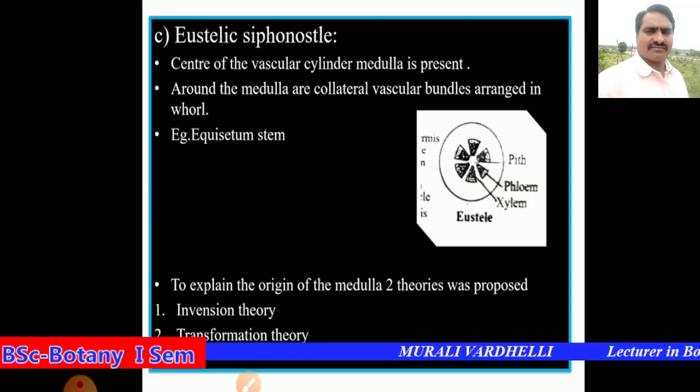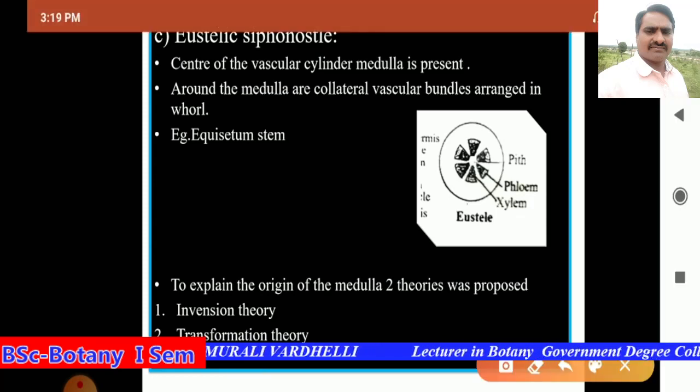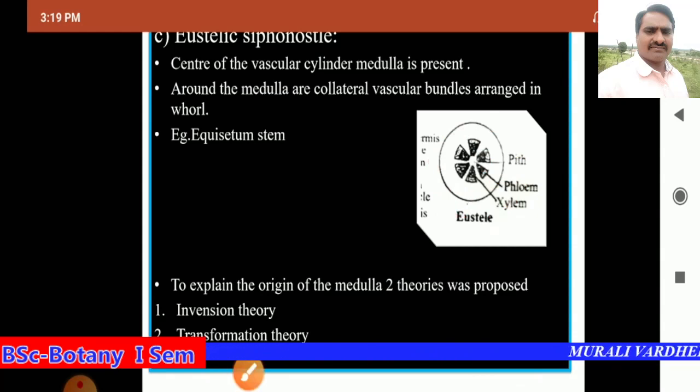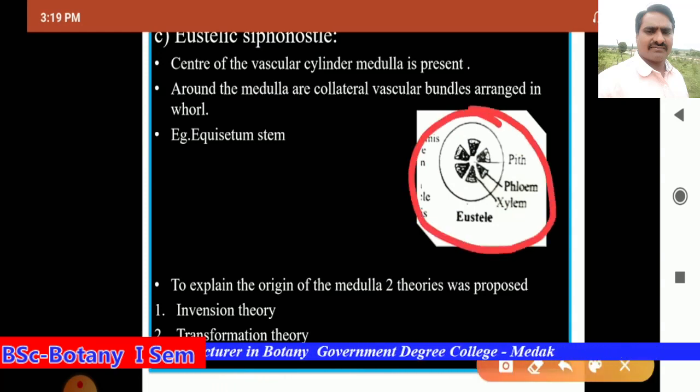So eustelic siphonostele: in the middle of the vascular cylinder is the medulla. This medulla is surrounded by collateral vascular bundles arranged in a whorl. These are the vascular bundles, arranged in a whorl. So this type of stele is called eustelic siphonostele. Example, we can observe this type of eustelic siphonostele in Equisetum stem. Okay, next.